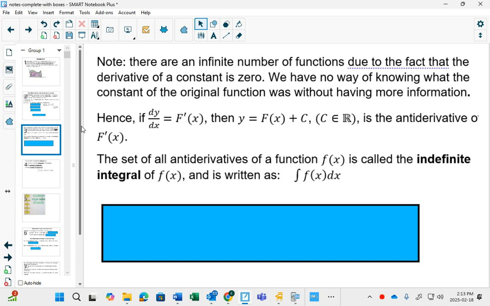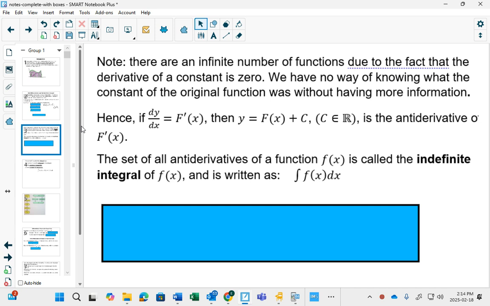Like, this was the derivative. Can you find the original function if it also happened to pass through the point (3, 7)? And if it goes through (3, 7), then you have a way of figuring out what number would have been at the end. So we'll do questions like that.